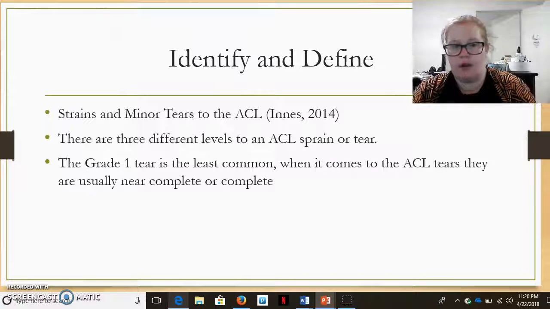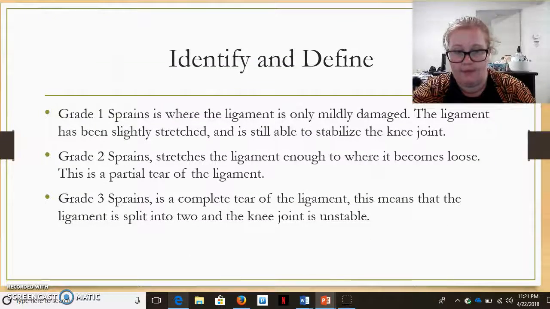The final injury that we're going to go over is strains and tears of the ACL. So there are different levels to an ACL sprain or tear. The grade 1 tear is the least common when it comes to the ACL tears. They're usually near complete or complete.